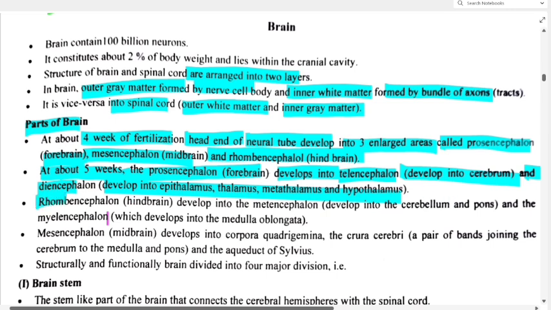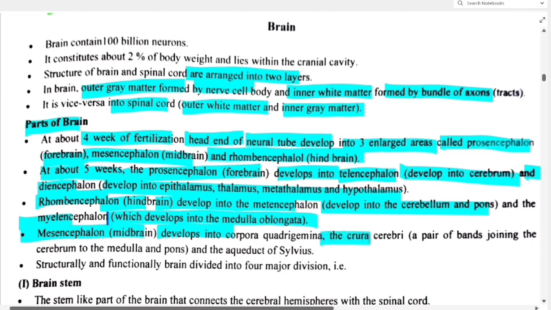Now rhombencephalon or hindbrain develops into metencephalon, which develops into cerebellum and pons in later stage, and the myelencephalon, which develops into the medulla oblongata. Mesencephalon or midbrain develops into corpora quadrigemina and crura cerebri, a pair of bands joining the cerebrum to the medulla and pons, and aqueduct of Sylvius.